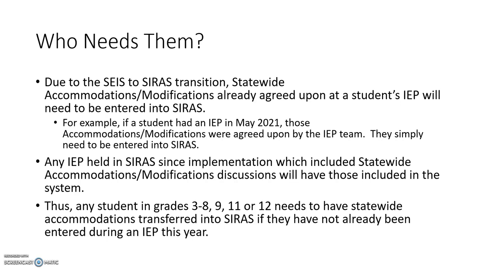Any IEP that's been held since implementation of SIRAS should already be entered into the system. So if we had an annual in September or October, then those should already be entered, and we don't need to worry about those students. But if we have an annual, for example, in March or a triennial in April, those students we do need to make sure get entered in now.